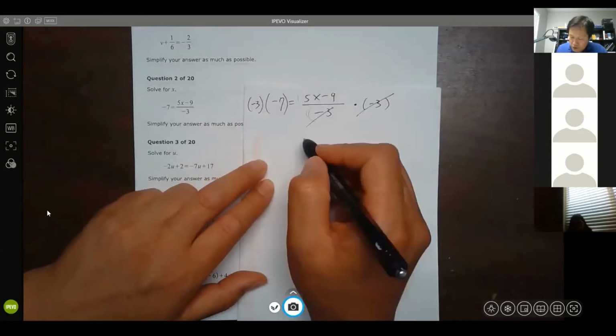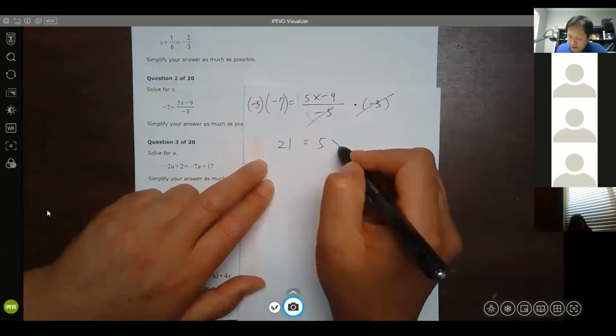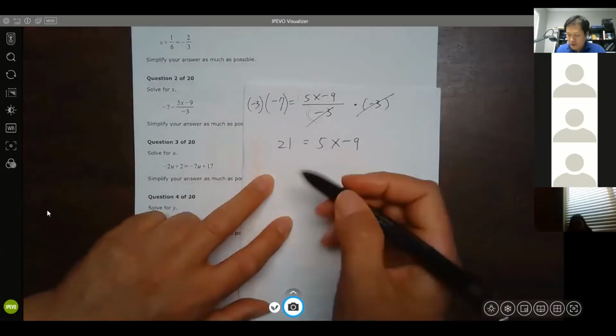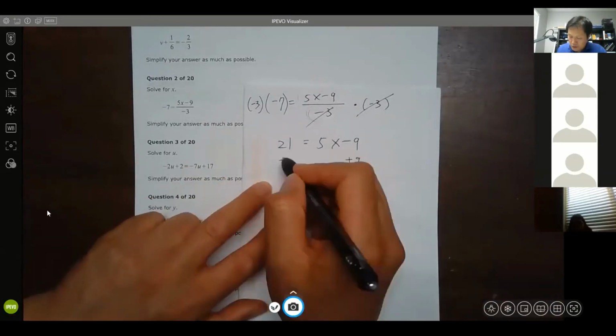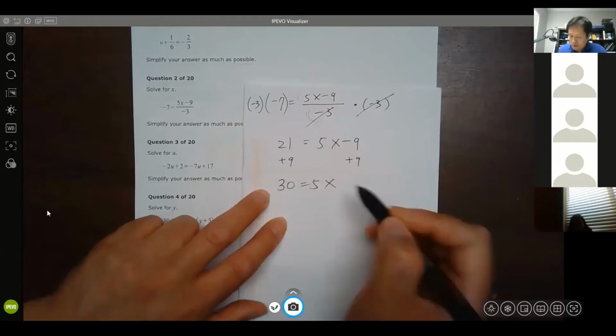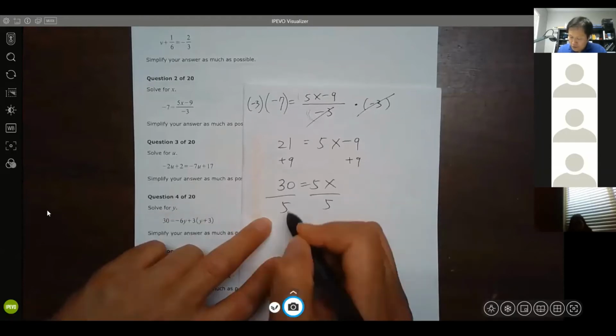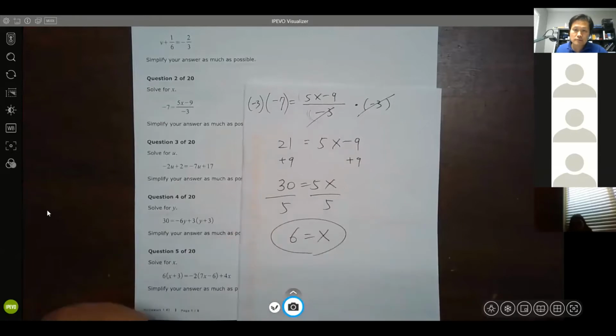So you get 21 equals 5x minus 9. Solve for x: plus 9 on both sides. 30 equals 5x. Divide by 5, 6 equals x. We good?